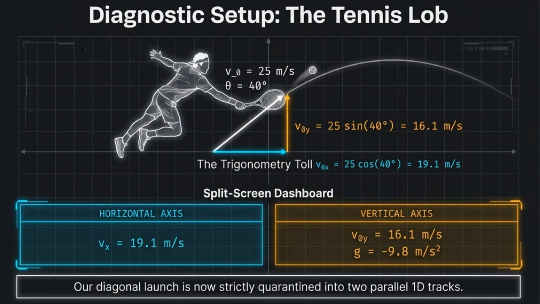From here, we treat these motions separately. The horizontal motion moves at a constant velocity since there's no horizontal acceleration, while the vertical motion is affected by gravity, which is minus 9.8 meters per second squared. This way, we can analyze the ball's path as two one-dimensional motions running side by side.